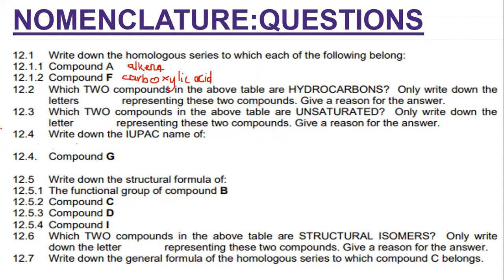which two compounds in the above table are hydrocarbons? I think we have spoken about hydrocarbons containing hydrogen and carbon only. So we have to go and look at the compounds that contain hydrogen and carbon only and give a reason for your answer, okay? When we give a reason for your answer, our reasoning would be defining a hydrocarbon. So we're gonna say organic compounds consisting of hydrogen and carbon only, okay? So we would say that they consist of hydrogen and carbon only. So let's go and look at those compounds containing carbon and hydrogen only.